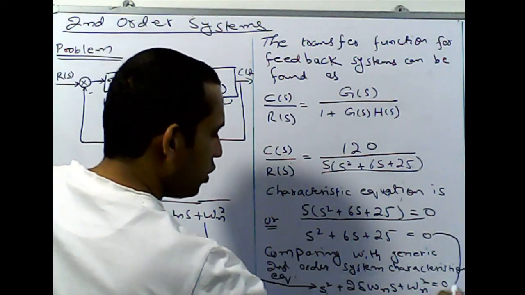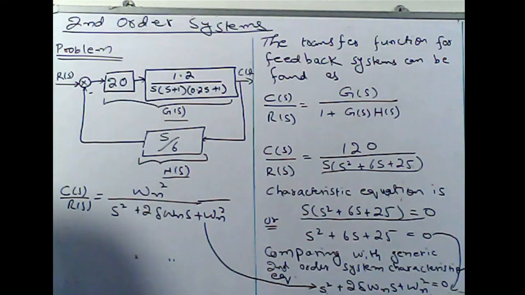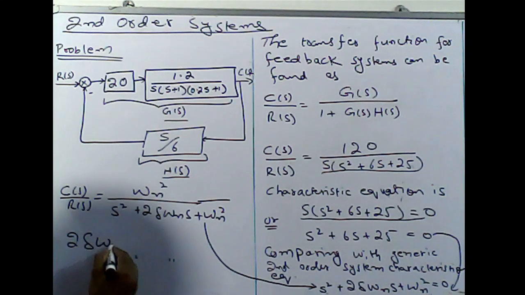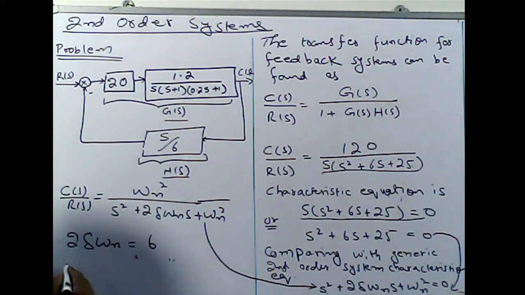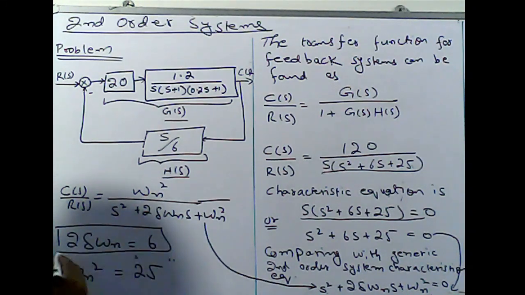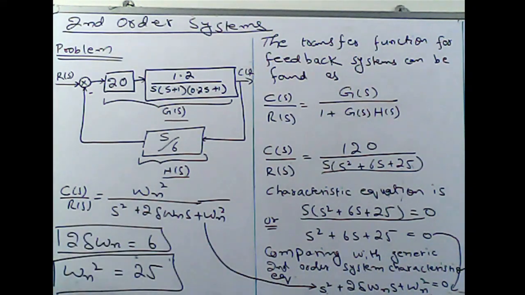So comparing this equation with this equation, we can say 2 zeta omega n is equal to 6 and omega n square is equal to 25. Now, from these two equations, you can find omega n and zeta.